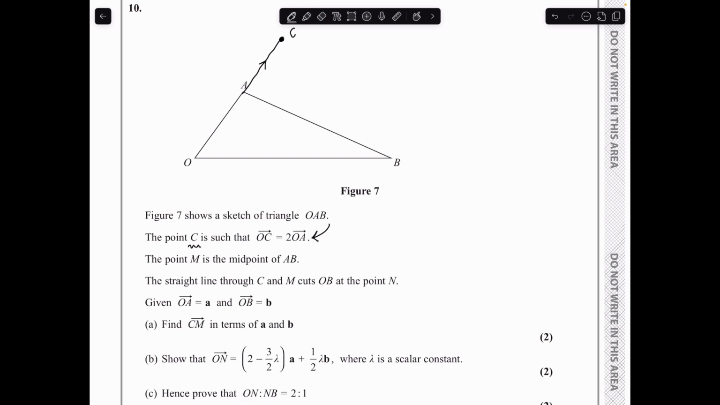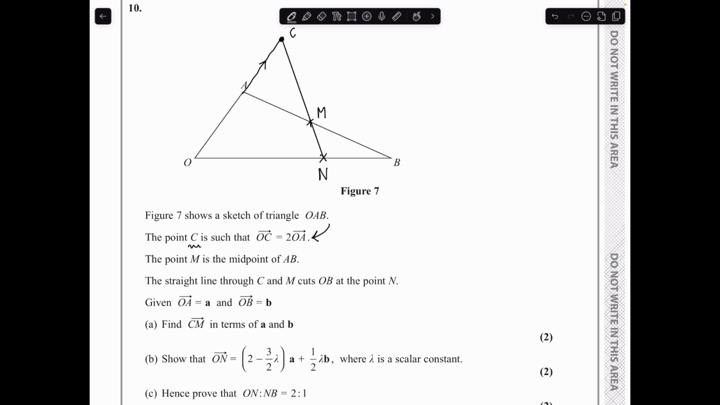So then we're told the point M is the midpoint of AB. So let's go at the middle of AB and let's label it point M. And from here, we're also told that the straight line through C and M cuts OB at the point N. So let's draw a straight line from C to M and see where it ends up on OB. So it's going to look something like that. So then this would be our point N here.